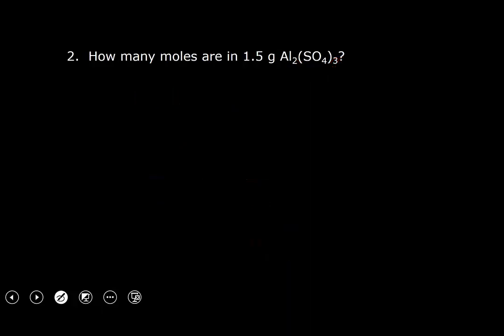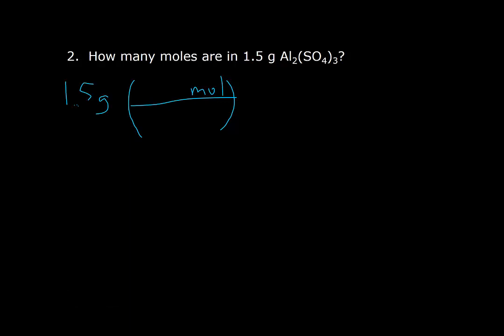All right, now let's do number 2. How many moles are in 1.5 grams of aluminum sulfate? So we're looking for moles, and we have 1.5 grams. All we're going to do, and I'm not going to write the formula aluminum sulfate out, is take the 1.5 grams, and we need to find moles. So I'm going to put moles on top, and I'm going to put grams on bottom, so my grams will cancel. Got a gram on top, gram on bottom, so they cancel.